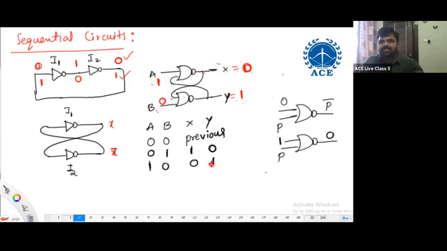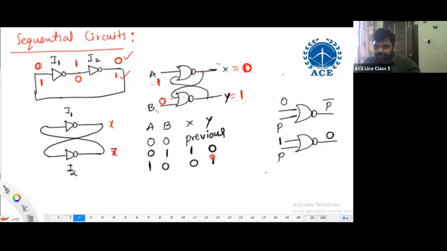Expected three functions are completed. What are the functions? AB = 00: remembering, continuing the previously existing. When AB = 01: modifying to 10 irrespective of existing. When AB = 10: XY is modifying to 01 irrespective of existing. Remembering, modifying to 10, modifying to 01. Yes, it is meeting expected functions. Remembering, modifying to 1, modifying to 0.